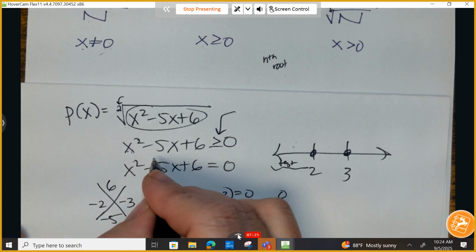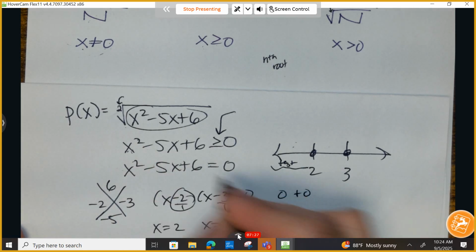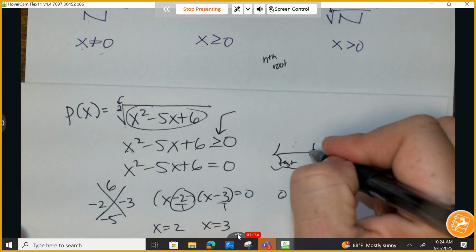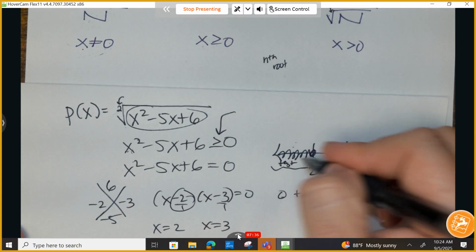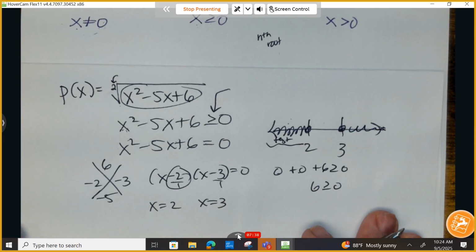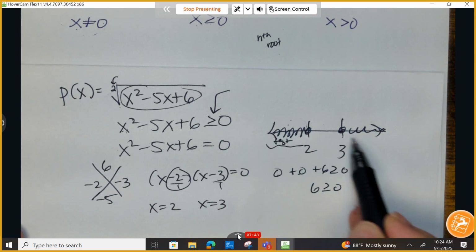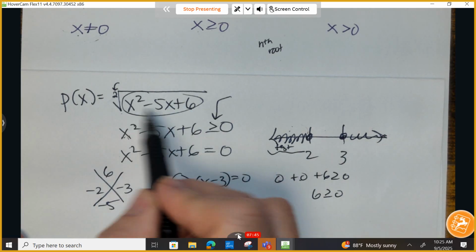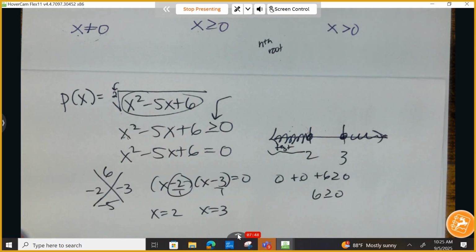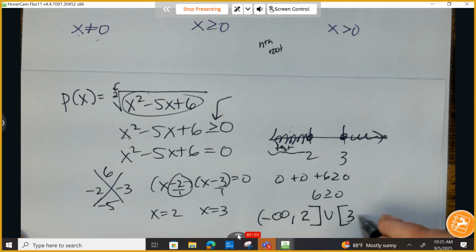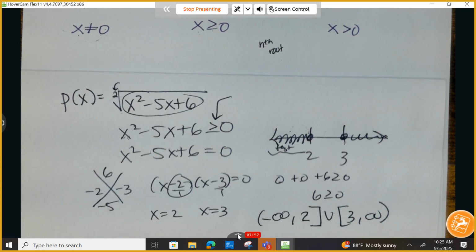So I'm going to plug in 0 and do some mental math. 0 squared is 0. Negative 5 times 0 is 0. Plus 6. I want to know, is this statement a true statement or a false statement? It's true. So this is a yes, no, yes. So what does that mean? It means I could plug in any value, including 2 to the left or including 3 to the right, into this function, and I would get a corresponding output value. It's part of the domain. So coming from negative infinity all the way up to 2, we include it, and we include 3 all the way to the right.